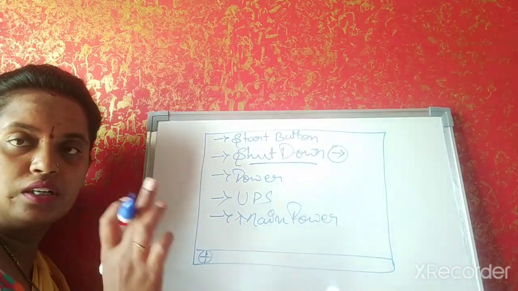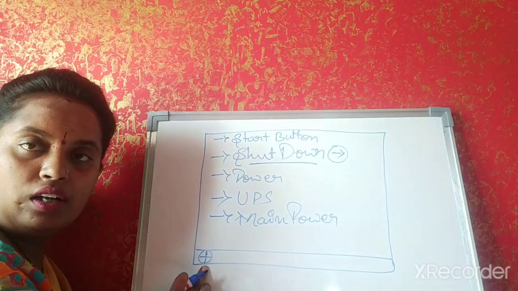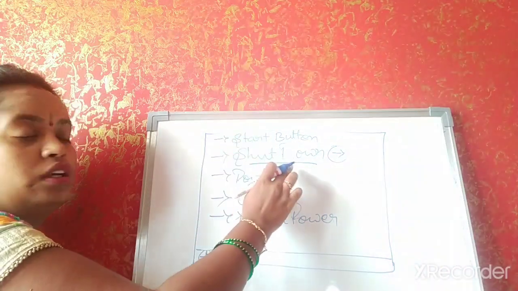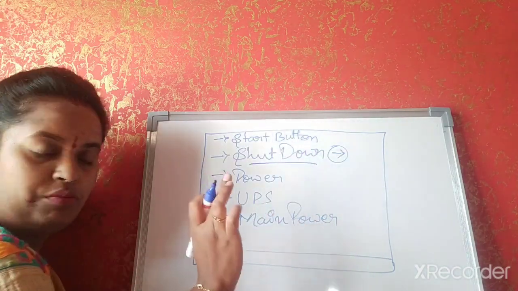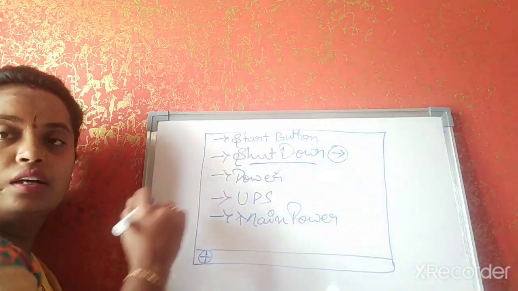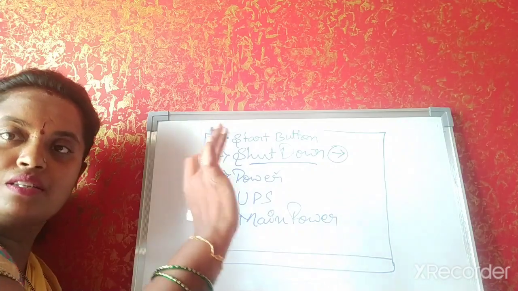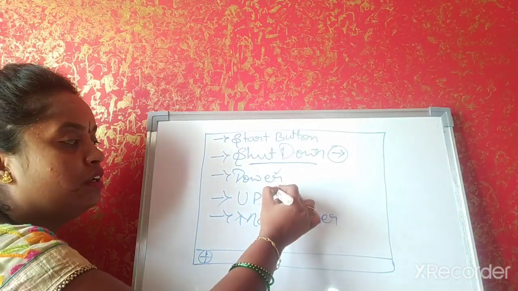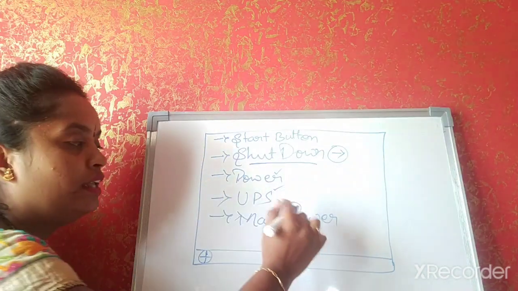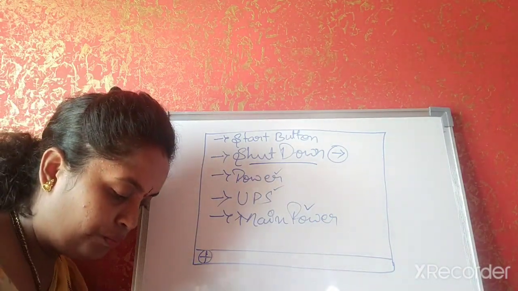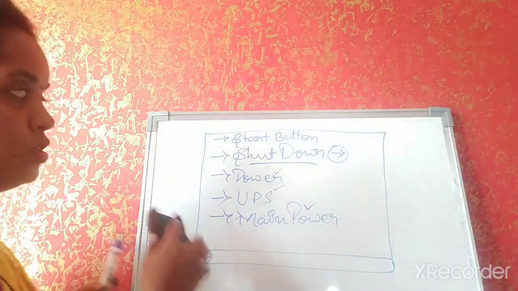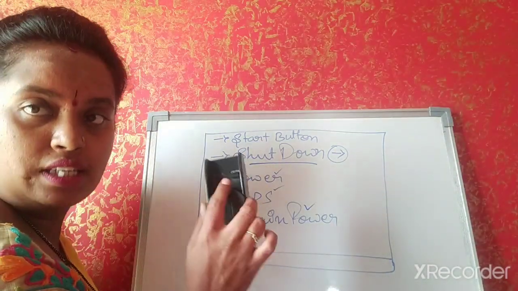So how do you shut down the system? Click on the start button. At the right hand side, click on shutdown. The system will shut down. Then cut the power, meaning turn off the power. Then turn off the UPS. Then turn off the main power. Understood, children? So this is how you shut down the system.